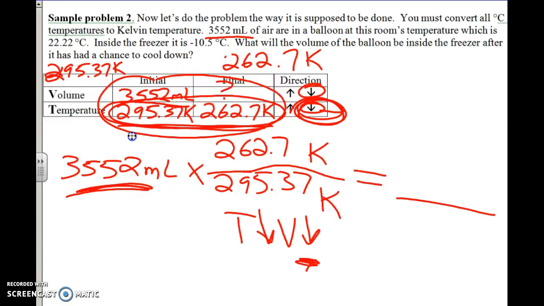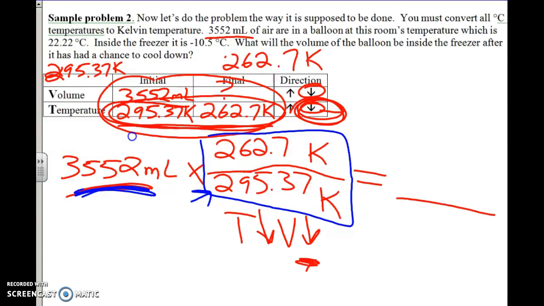Want your answer to get larger, put the larger of the two answers on top. If we look at this part right here, you take a small number divided by a big number, you're going to get a number less than 1. And when it's multiplied by this number, it should give you an answer smaller than 3552. If you would put this big number on top and a small number on the bottom, you're going to get a number greater than 1. And then when you multiply it by this 3552, it should give you a number greater than 3552.